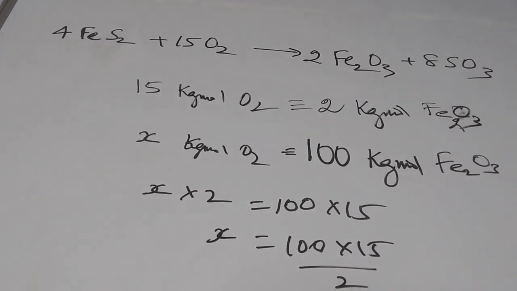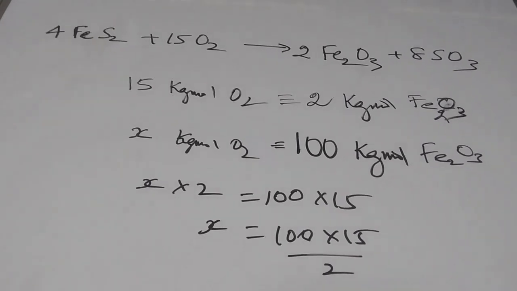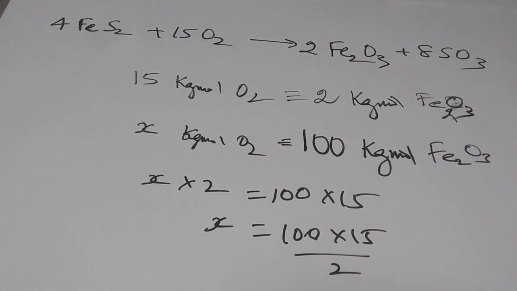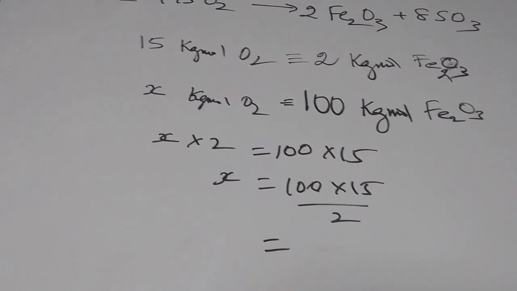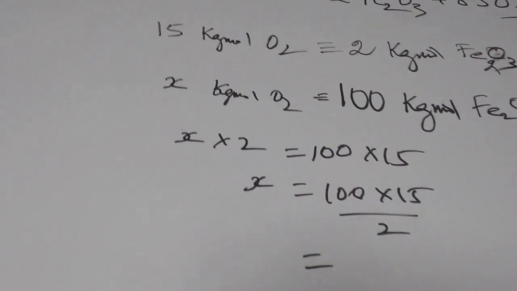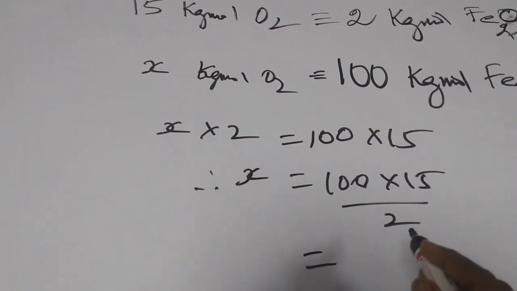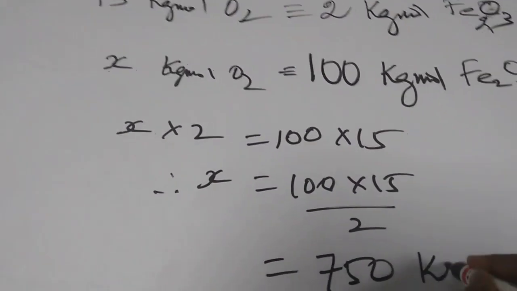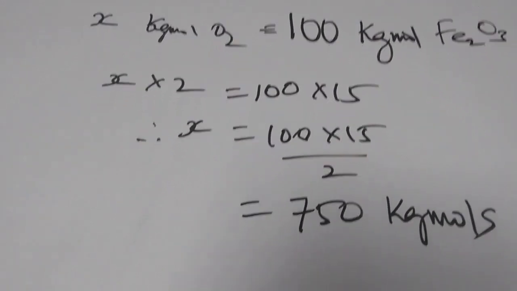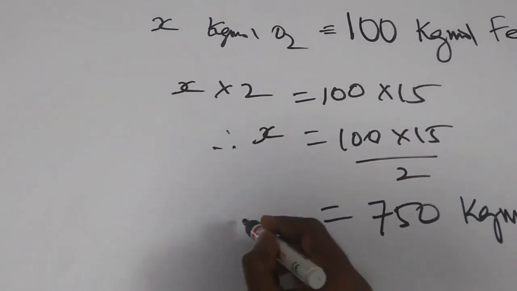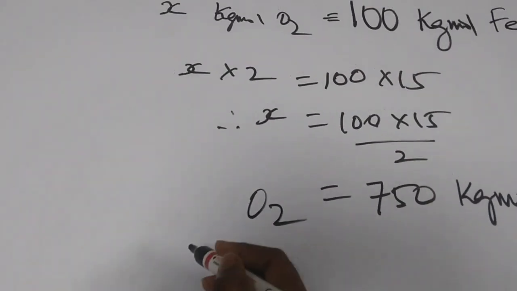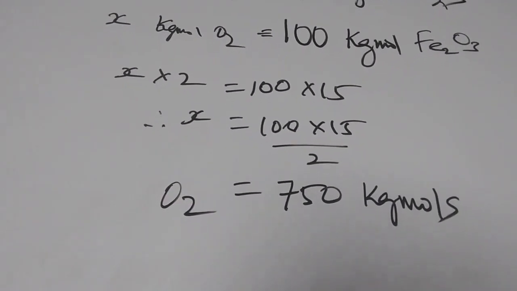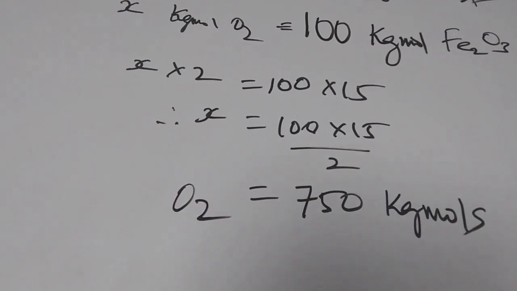It is given that 100 kg moles of Fe2O3 is to be formed. How many kg moles are required? So we have determined x. x into 2 is equal to 100 into 15. Therefore x is equal to 100 into 15 by 2, 7.5 into 100, 750 kg moles. So 750 kg moles of oxygen is required for 100 kg moles of Fe2O3.